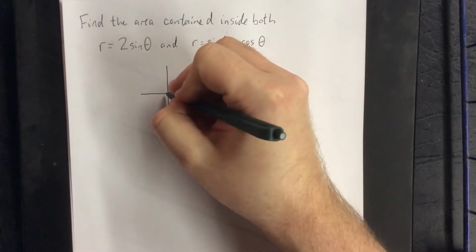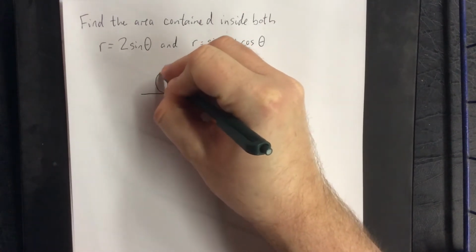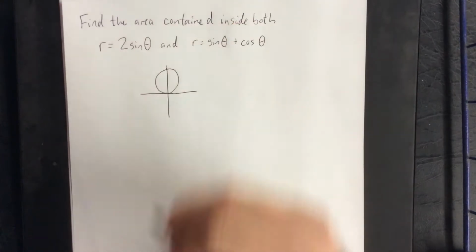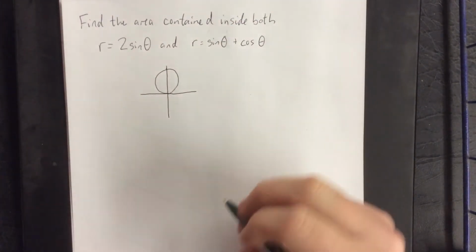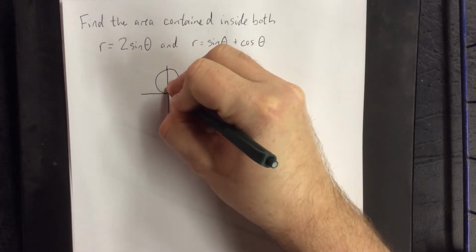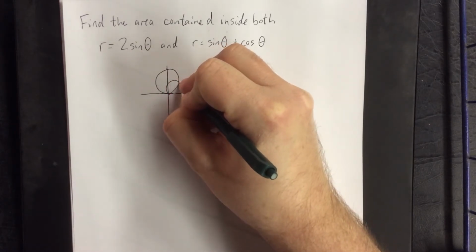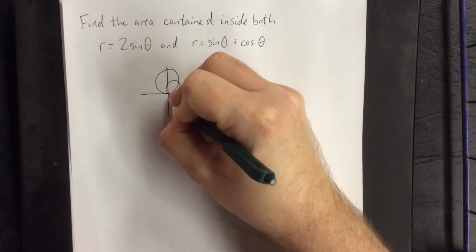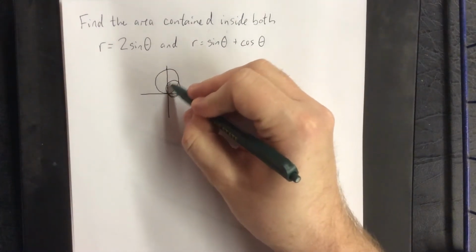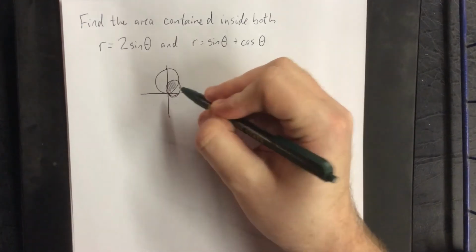r equals 2 sine of theta will be a circle passing through the pole, with an extreme point in the y direction. r equals sine of theta plus cosine of theta goes through the origin like so, comes back around kind of like this. So the region in question, what's inside both of these circles, is going to be this little region right here.